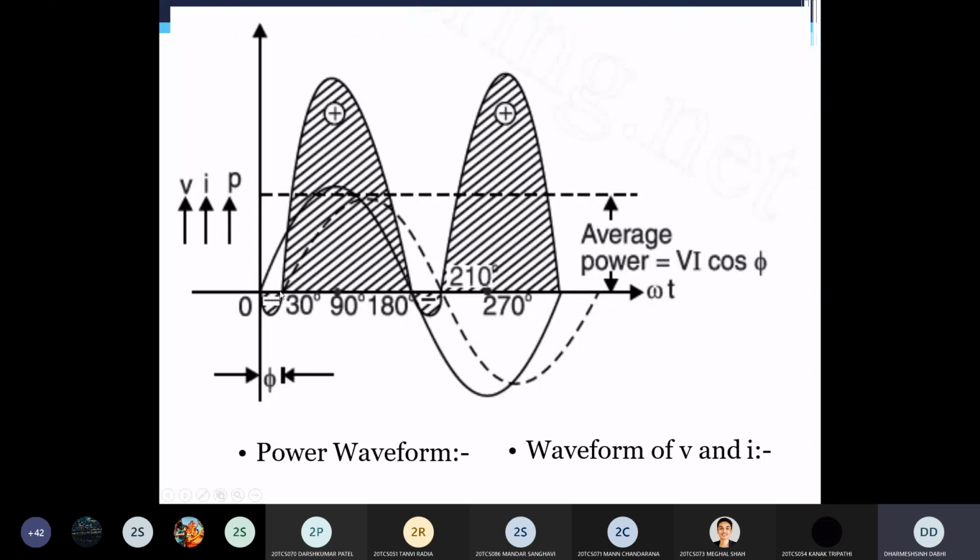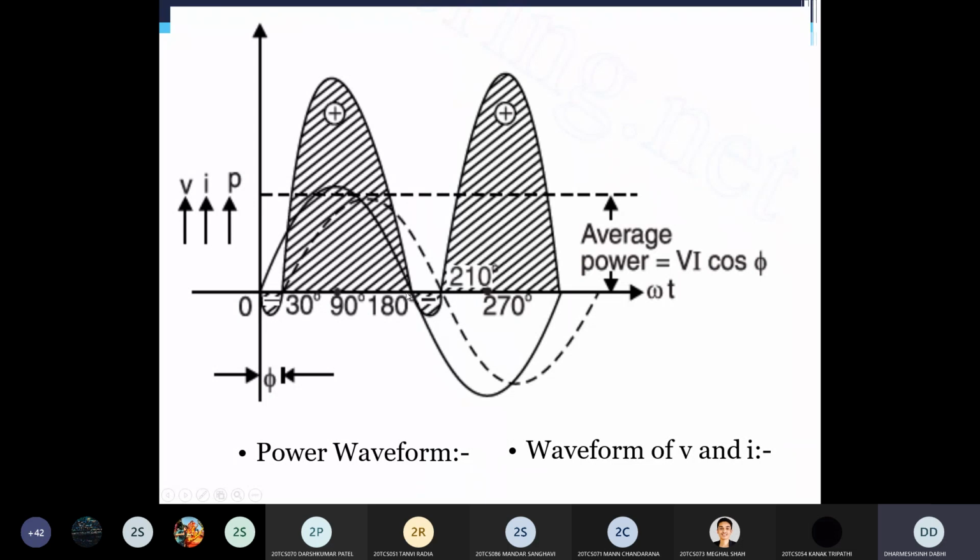Clear? But after 30 degrees, you can see that voltage is positive up to 180 degrees. Voltage remains positive up to 180 degrees. And current also becomes positive after 30 degrees, and remains positive up to 210 degrees. So if you calculate the power between 30 to 180 degrees, it becomes positive, because both are positive. So you can see the waveform of power P is larger than voltage and current, because it is a multiplication of V and I, and it remains positive because both quantities are positive.